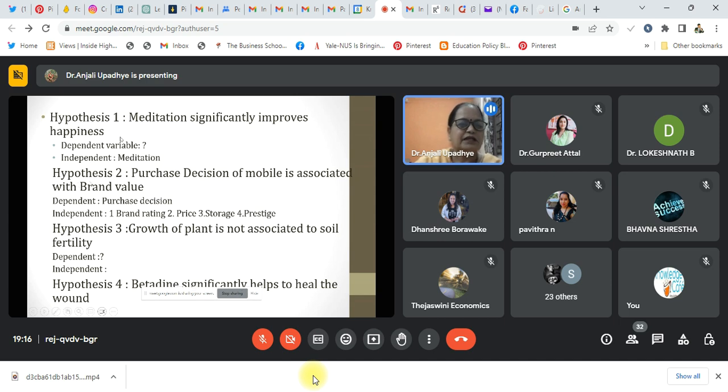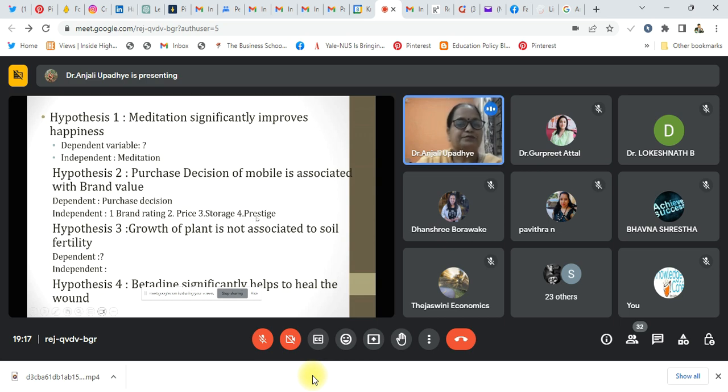Again, we are discussing hypothesis 2. The purchase decision of a mobile is associated with the brand value. Now, what is the dependent variable over here? It is the purchase decision. How am I going to purchase a mobile? Maybe the independent variables are only four variables we considered. One is the brand rating: is it 1 star, 2 star, 3 star, 4 star? Maybe the price of the mobile, or how much storage it has, and what is my prestige issue, that I should have this mobile.